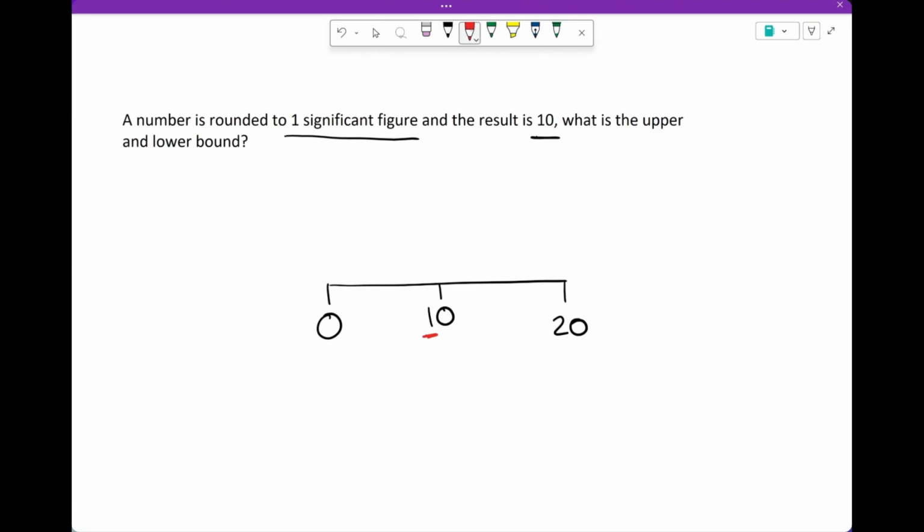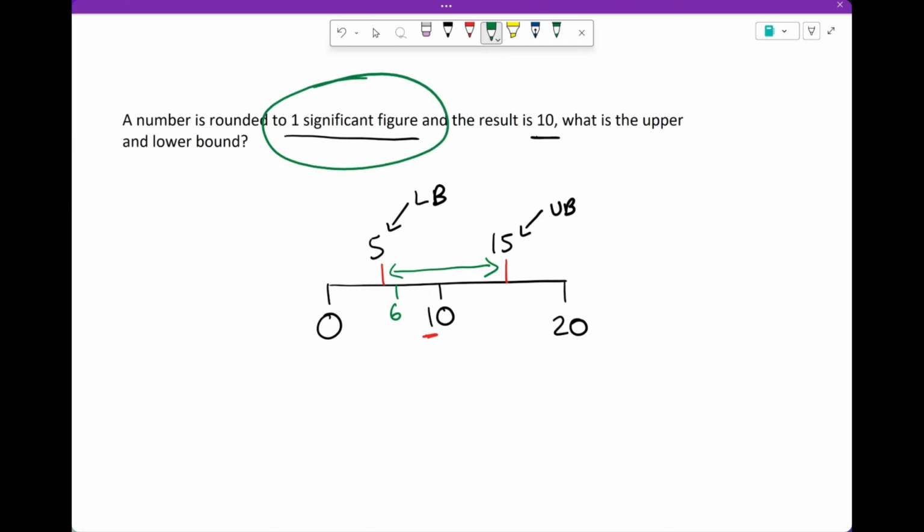Then our upper and lower bound are usually our midpoints, so that would be an upper bound of 15. And then our lower bound, our midpoint down here, would be 5. So that's usually what we'd do. But let's just consider whether these answers make sense. Okay, so for example, if I was to take the number 6, which is between the 5 and the 15, okay, this theoretically should round to 10 when rounded to one significant figure.